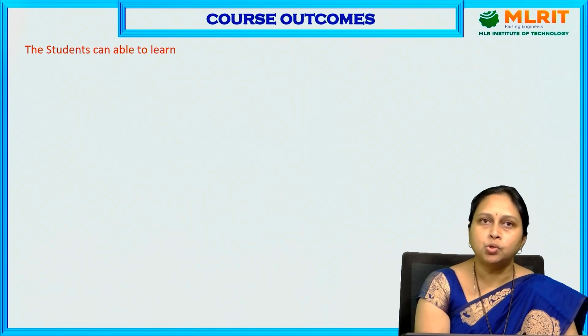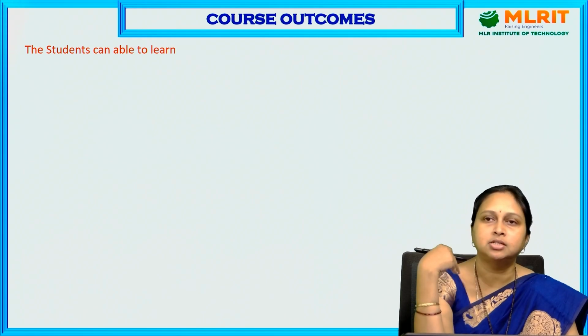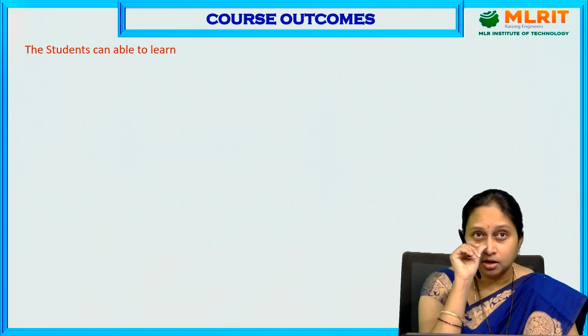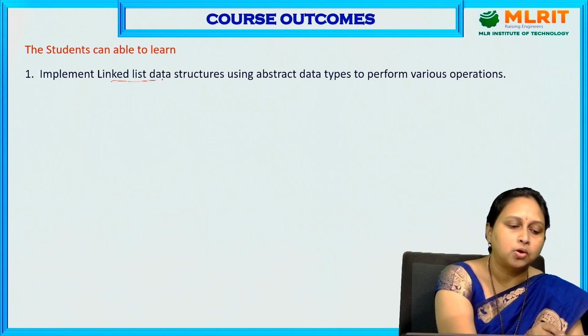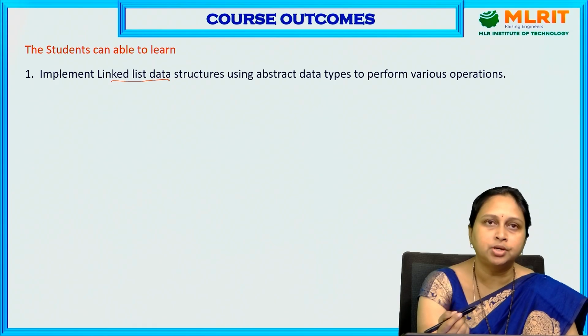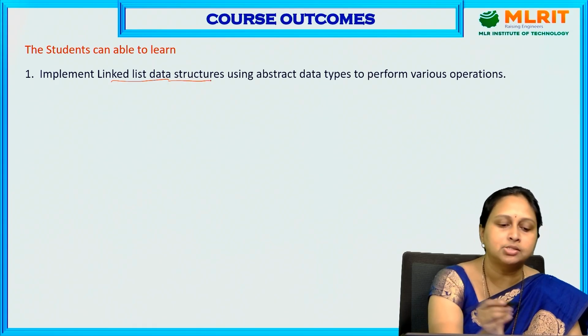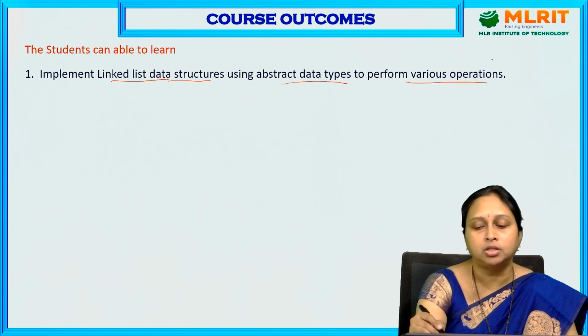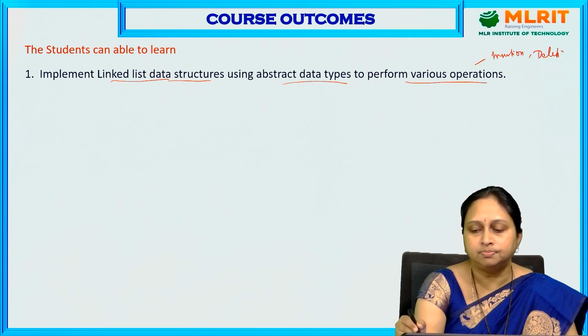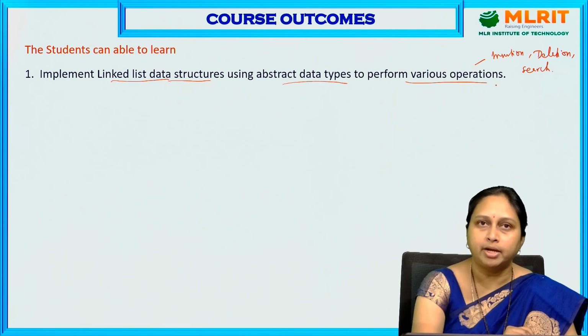Then coming to the course outcomes: at the end of the course, what is the student going to learn? As we have discussed about all 5 units, in unit 1 we have seen the linked list concept. At the end of the course, the student can implement linked list data structures using abstract data types to perform various operations, like insertion, deletion, searching.